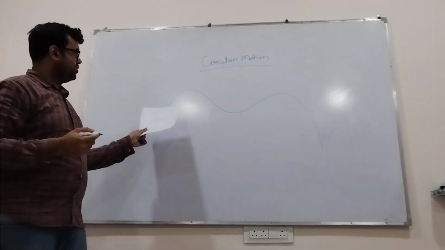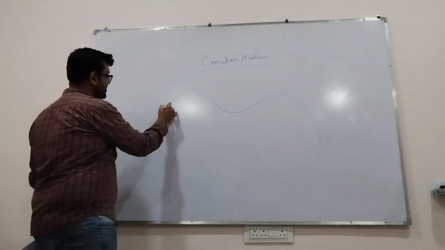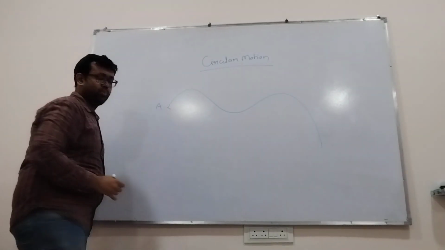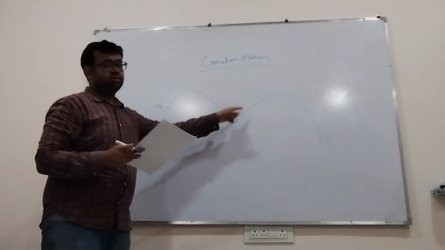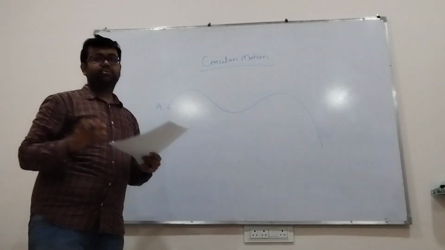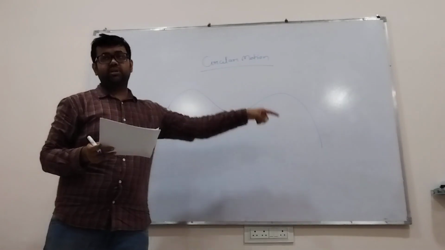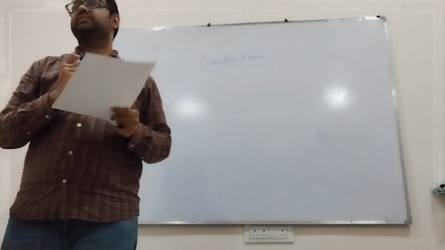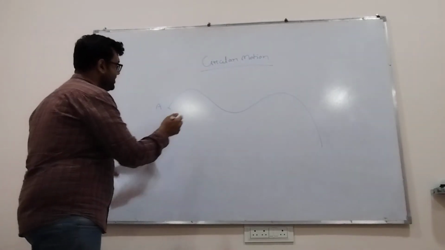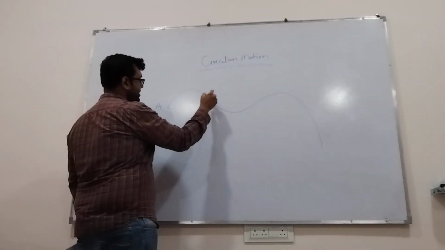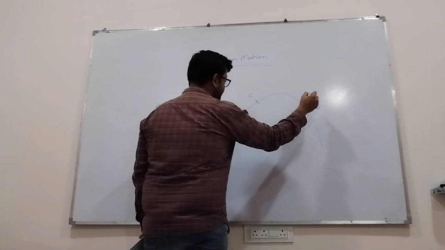Now I have drawn up a path of an object which is here at a point A, and is moving along this path. So can you tell me, during this motion, if this particle is doing a circular motion? See, let me mark some points. This is B, this is C, this is D.